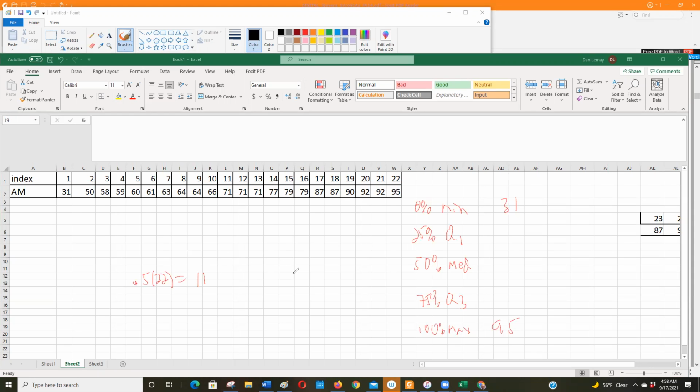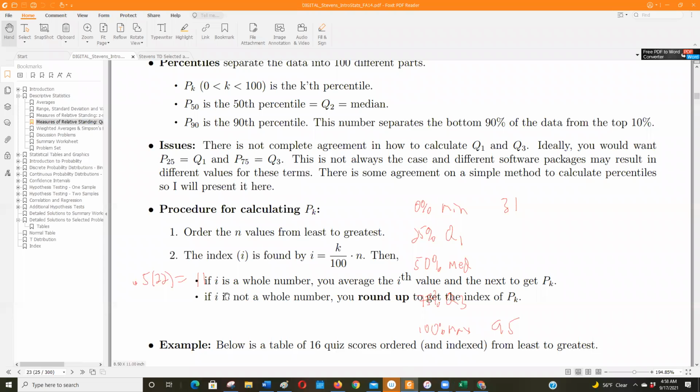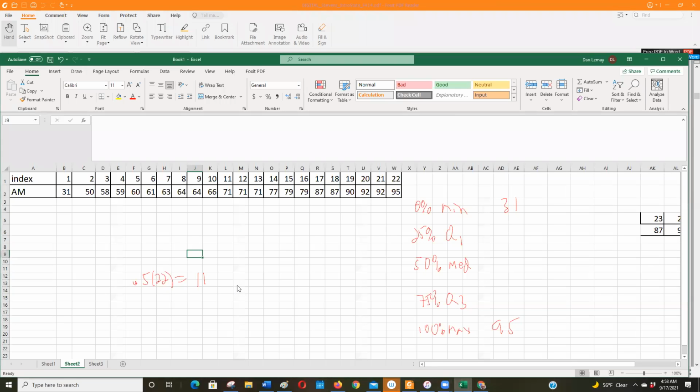Now, here's where it gets a little tricky. I'm going to talk to you about why this works. Let's go look at Dr. Stevens' methodology. It says if the index number you want is a whole number, we have to average that value plus the next value to get that percentile. Where did I do that? Is that on the spreadsheet? Yeah. So this tells me, using that method, I have to take the value that's in the 11th index and the value that's the 12th index number and average them.